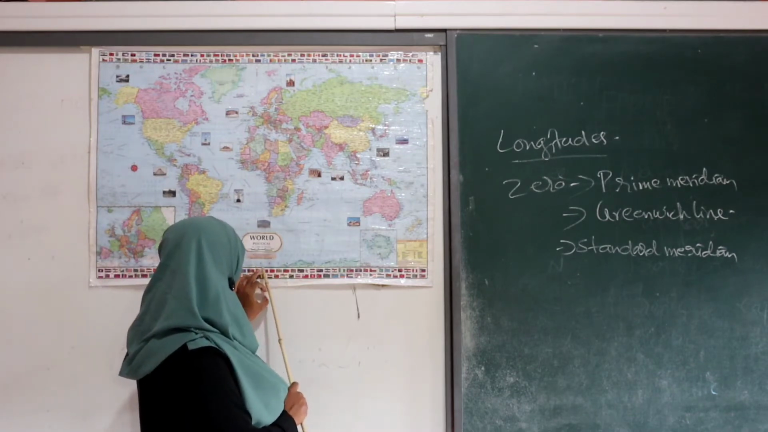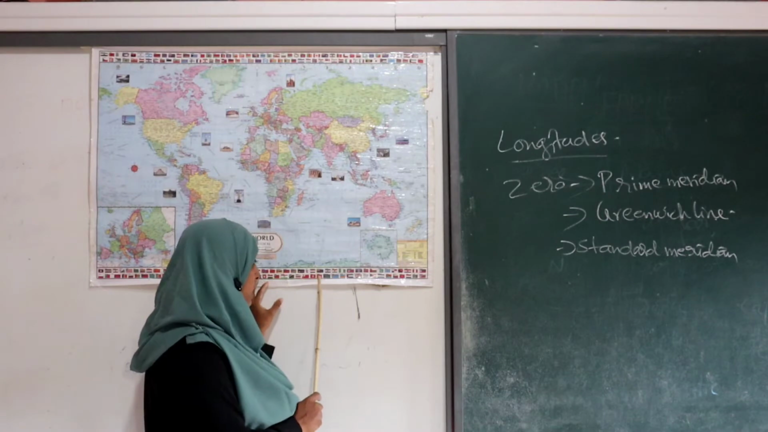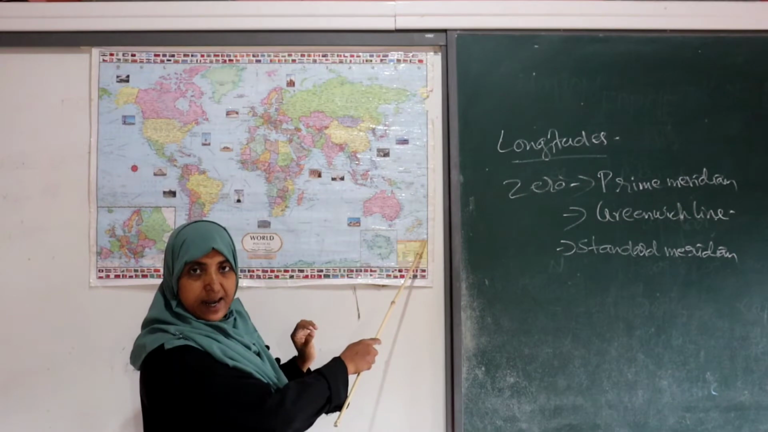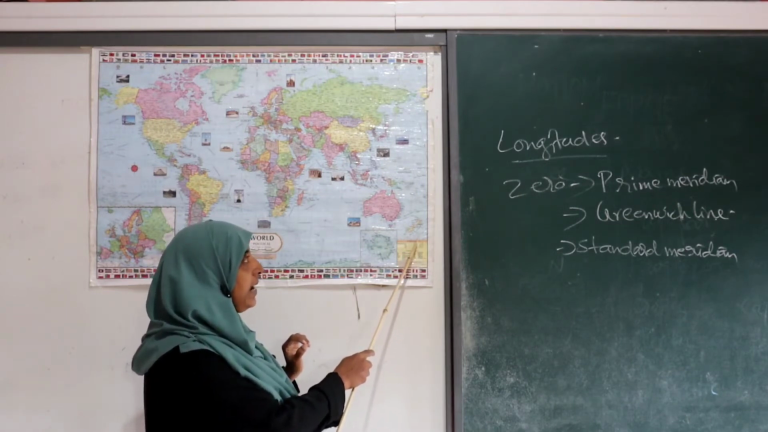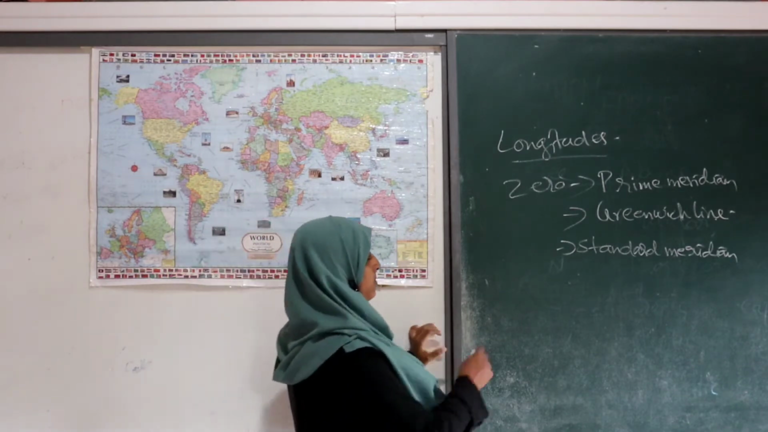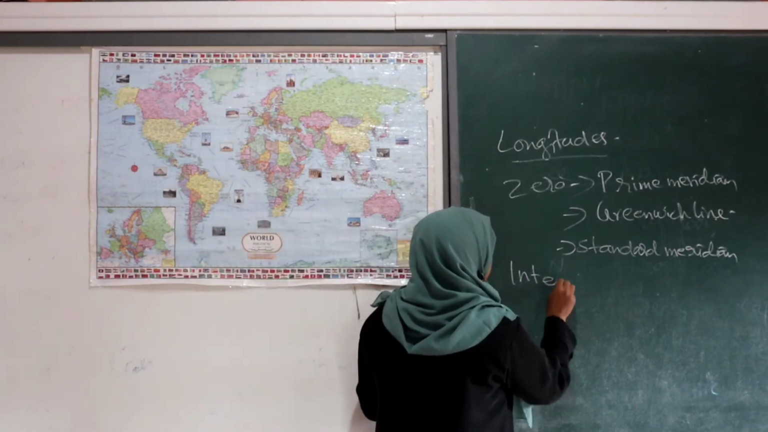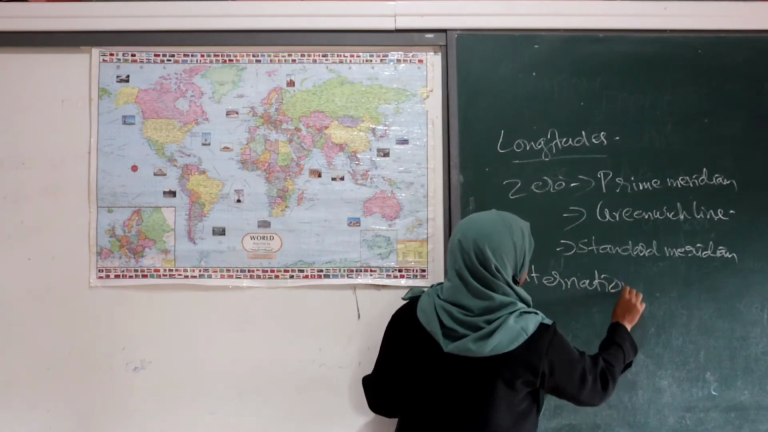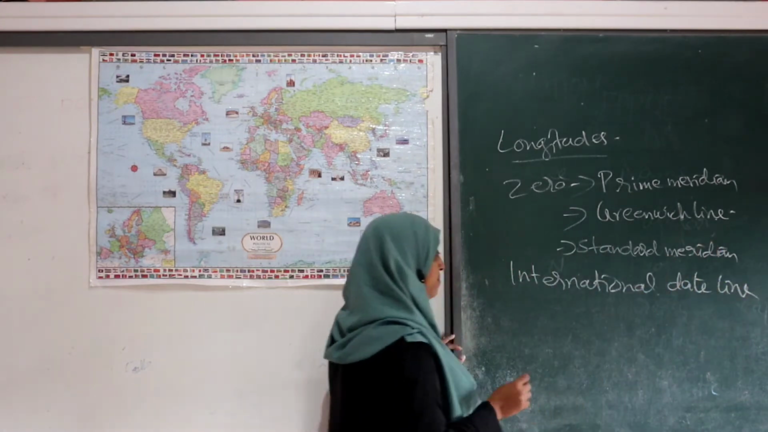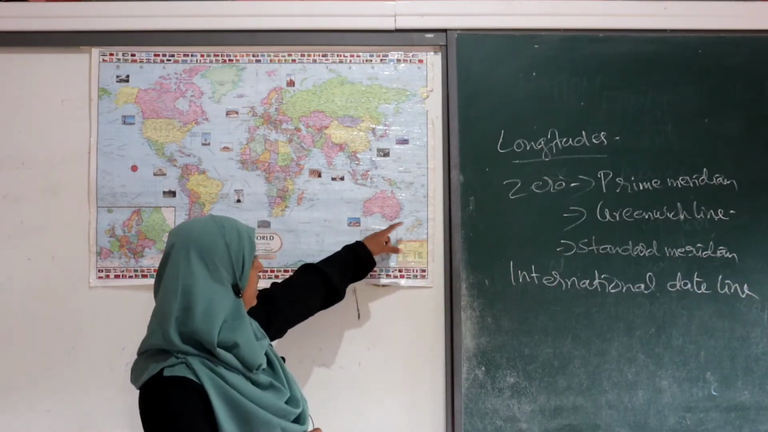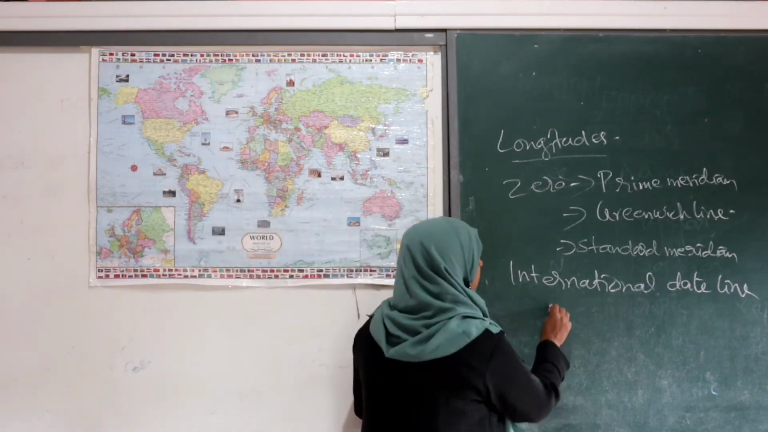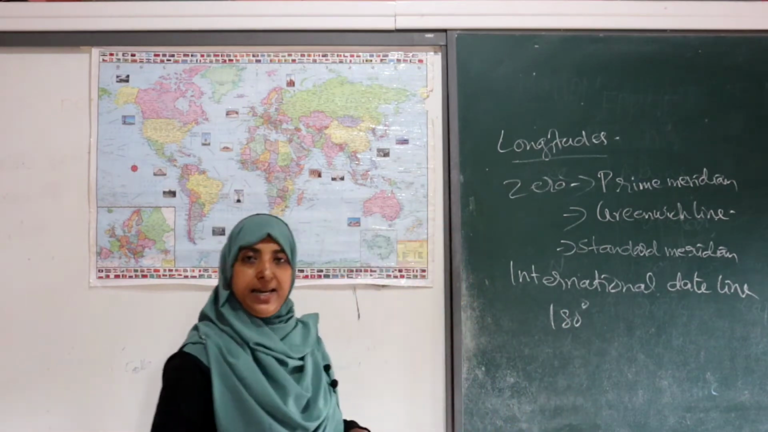Then you can see 0, 15, then 30, 45, 60 like that. The last you can see here 180. So this 180 vertical line is known by a particular name. It is known as, please note, international date line. Clear? So this 180 degree longitude is known as international date line, and its value or its degree is 180 degree. Clear?